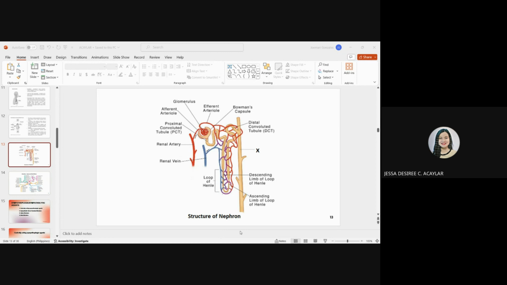Toxicities or interaction, extracellular volume expansion prior to diuresis. Dehydration, hyperkalemia, hypernatremia. Hyponatremia also for patients with renal impairment. Acute renal failure. It is contraindicated in patients with renal insufficiency. Example po is ang mannitol.